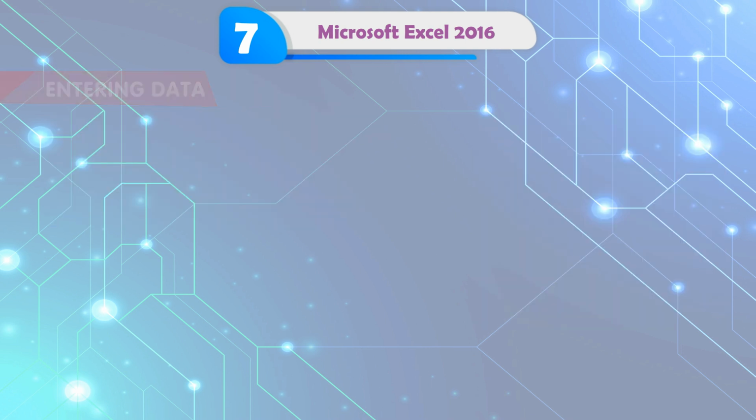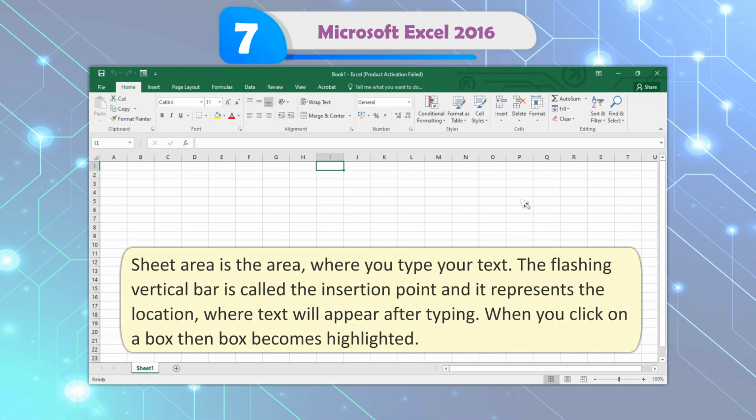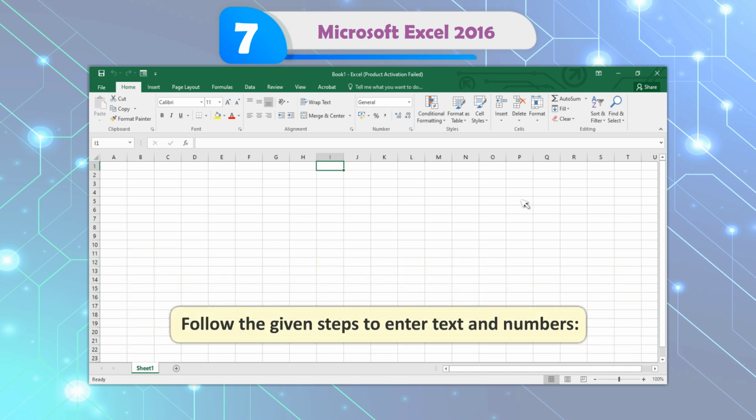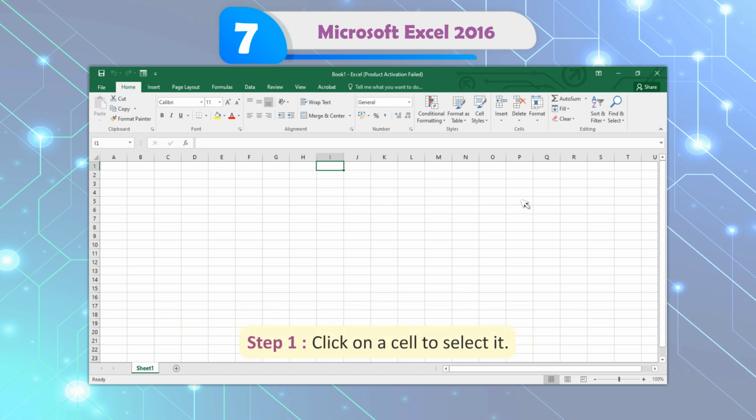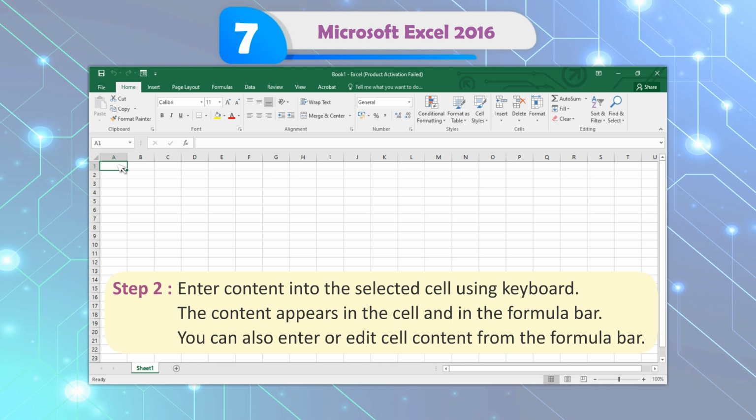Entering data. Sheet area is the area where you type your text. The flashing vertical bar is called the insertion point, and it represents the location where text will appear after typing. When you click on a box, the box becomes highlighted. Follow the given steps to enter text and numbers. Step 1. Click on a cell to select it. Step 2. Enter content into the selected cell using the keyboard. The content appears in the cell and in the formula bar. You can also enter or edit cell content from the formula bar.